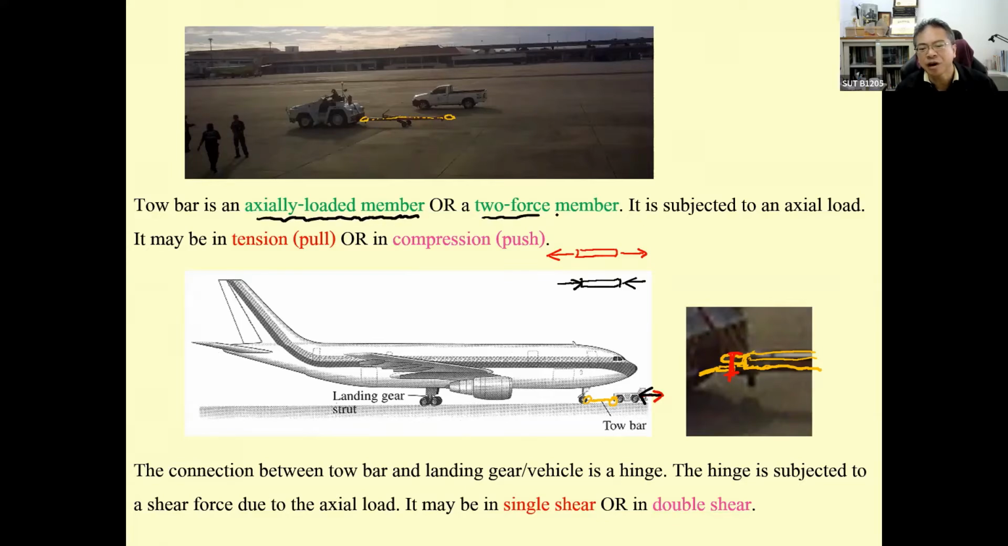In the previous course, we know that this is called the two-force member. In this course, we may call it an axially loaded member. When it's pulled, the member is going to be in tension. This one is in tension, and you may say it's T in parentheses. And another one is in compression.